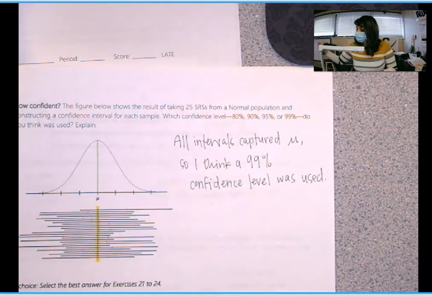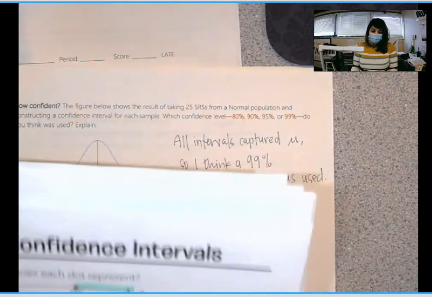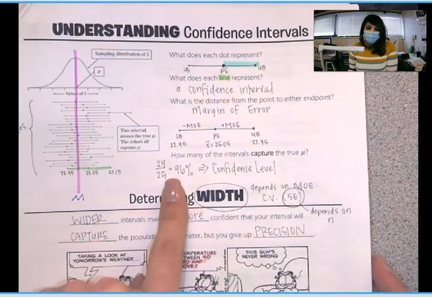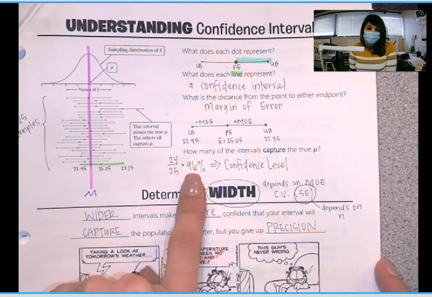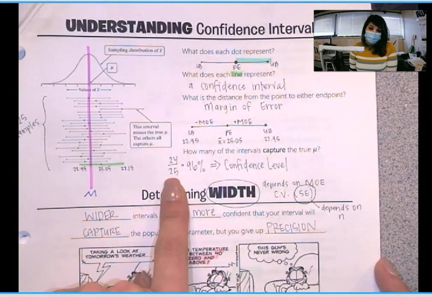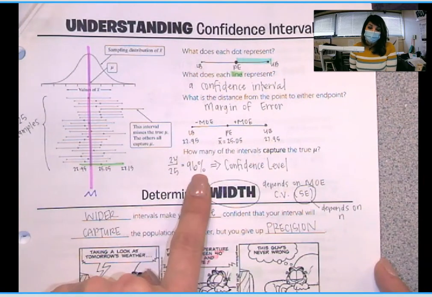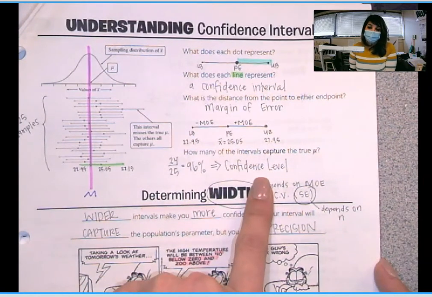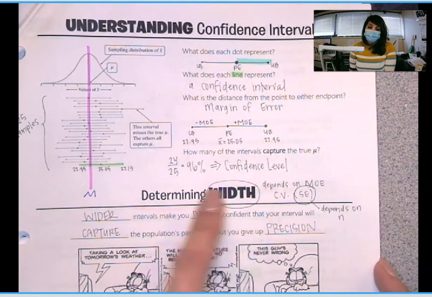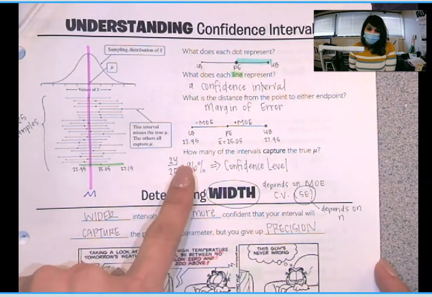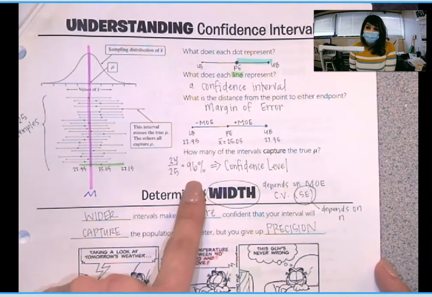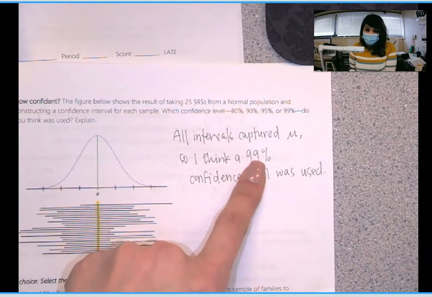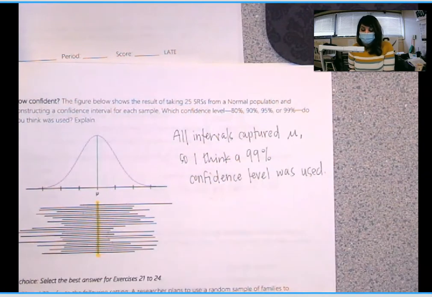Now, in our notes, we were able to use the exact level that was captured. There, 24 out of the 25 captured true mu, so that's 96%. So I would conclude my confidence level is 96%. Typically, you use the percent that you get, the percent that actually captures true mu. The only reason here that I'm not using the exact percent is because 100 is not a possible confidence level. So I'm using the one that is closest.